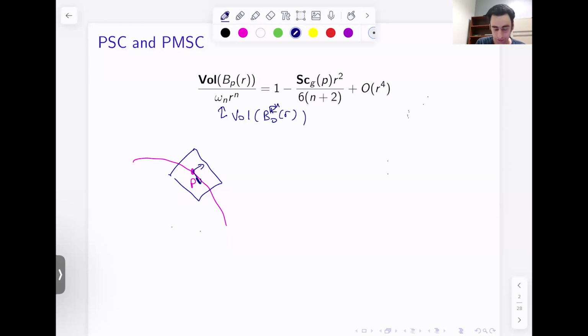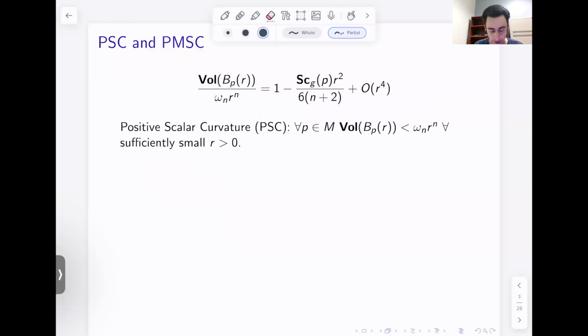And then the lowest order correction term will be precisely the scalar curvature times some constant times r squared. So if we have a manifold of positive scalar curvature, then we have a very simple way of characterizing it as a manifold where sufficiently small balls have volumes smaller than the Euclidean volume.